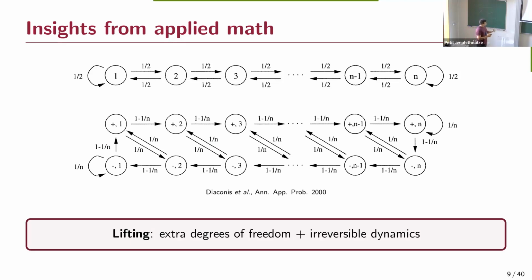Now, what I can do is to add an extra degree of freedom, this plus and minus variable, and change the dynamics of my system in the sense that when I'm in the plus state, I will hop to the right with a very high probability. And when I'm in the minus state, I will hop to the left with a very high probability. And sometimes there is a small probability that I switch from one state to the other. So this is in a sketch the main idea behind lifting: introduce an extra degree of freedom in your system and produce an irreversible dynamics, with the constraint, of course, that you still sample the Boltzmann distribution.